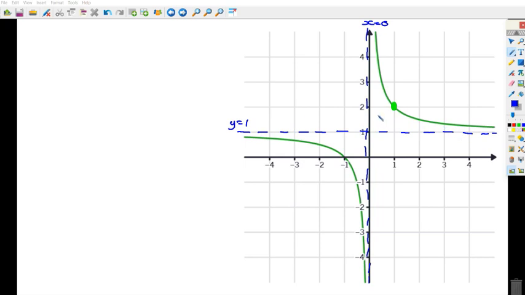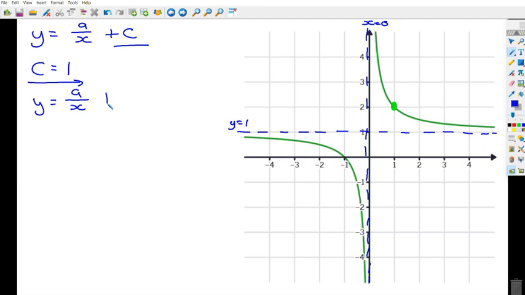So I put in my asymptotes. Let's start with my general equation: y is equal to a over x plus c. The c value is always my horizontal asymptote. So c is equal to, what's my horizontal asymptote? 1. Very good. Then I substitute back into the equation all the stuff that I found out. I found c, so I've got plus 1 over there.